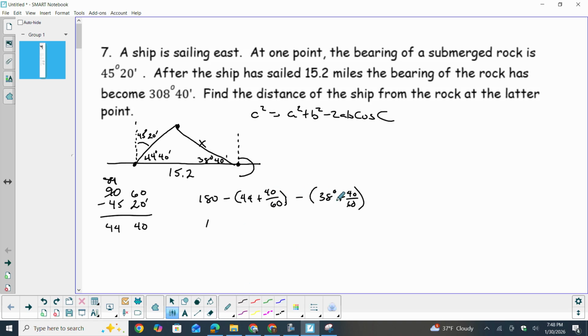So adding 40 plus 40 gives me 80, which is 1 degree and 20 minutes. So raising, that becomes 45 plus 33 would be 83 degrees and 20 minutes. So these two added together are 83 degrees and 20 minutes. Taking 180 and subtracting that, borrow: 179 and 60 minutes gives me 40, and 179 minus 83 gives me 96. This angle up here is 96 degrees and 40 minutes.